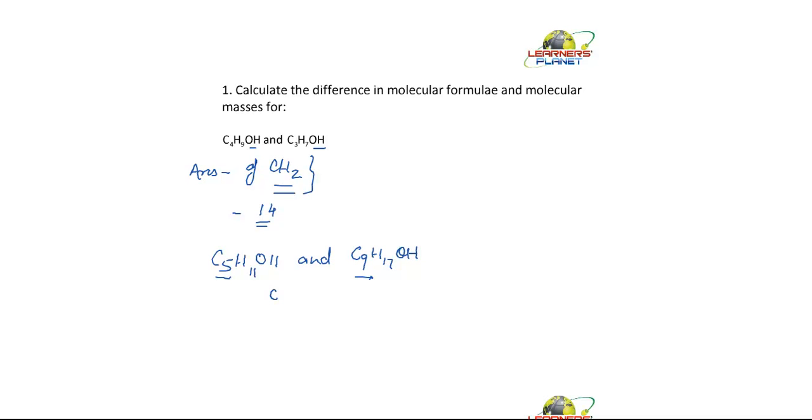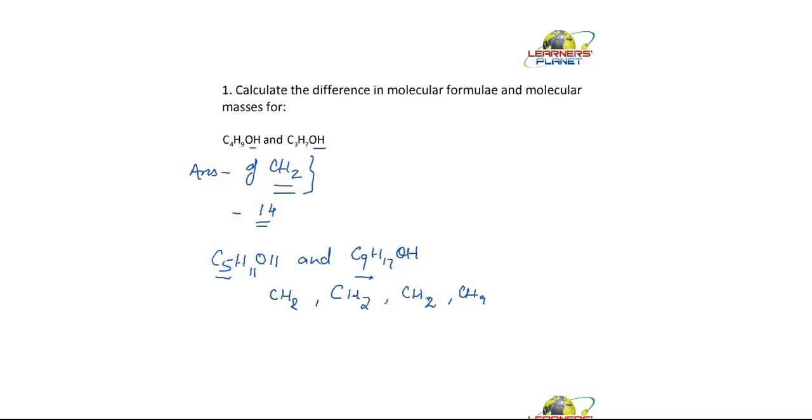So between them, how many more CH2 would be there? If I'll add one CH2 to C5H11, it will be C6. Another CH2 to C6, it will become C7. Another CH2 to C7, it will become C8. Okay, and another CH2, so it will become what? It will become C9. Right? So what will be the difference in their molecular masses?